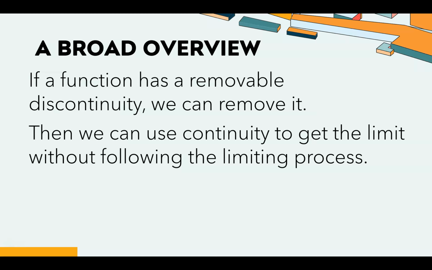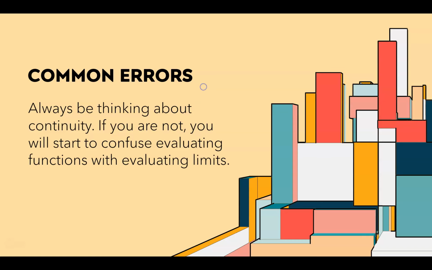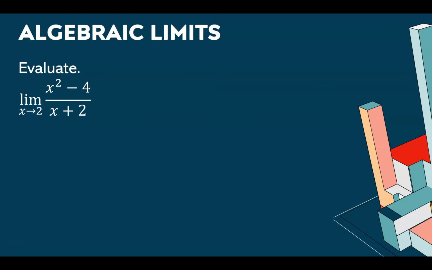And so here's the overview. If a function has a removable discontinuity, we're going to remove it. Then we can use continuity to get the limit without following the limiting process, meaning not using numbers closer and closer to that input. So if you're not thinking about continuity here, you are going to be confusing algebra with calculus. Now again, it's going to look the same, but we're not really doing calculus.